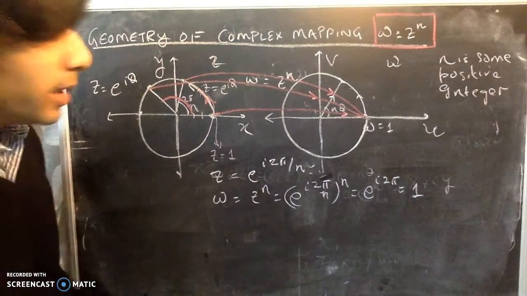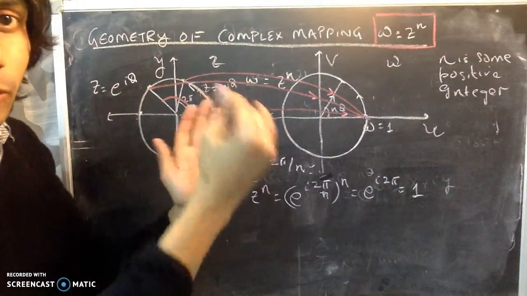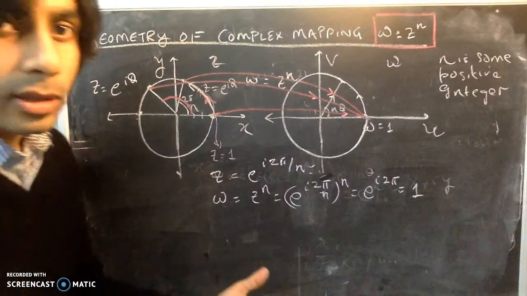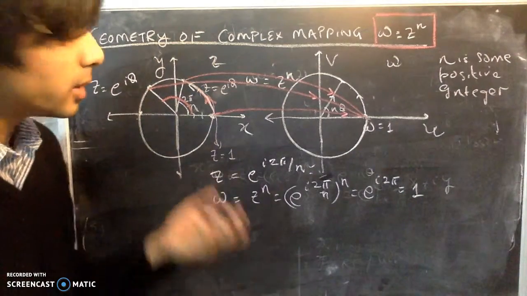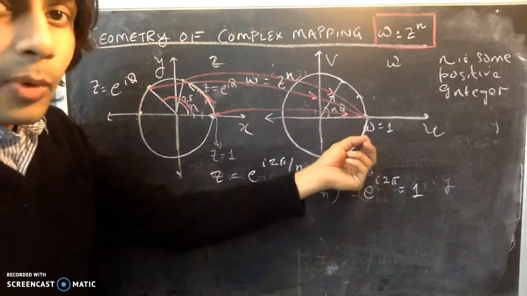And for a general n, points which are separated by angles of 2 pi over n regularly are actually vertices of a regular polygon which is inscribed in the unit circle. And this regular polygon and these vertices are all mapping to the same point in the W plane.